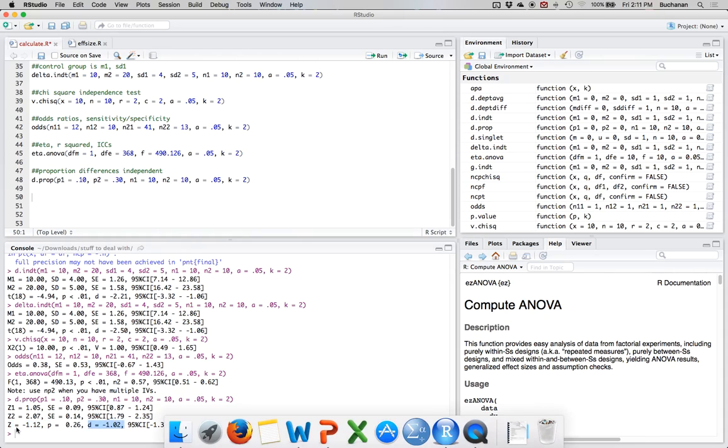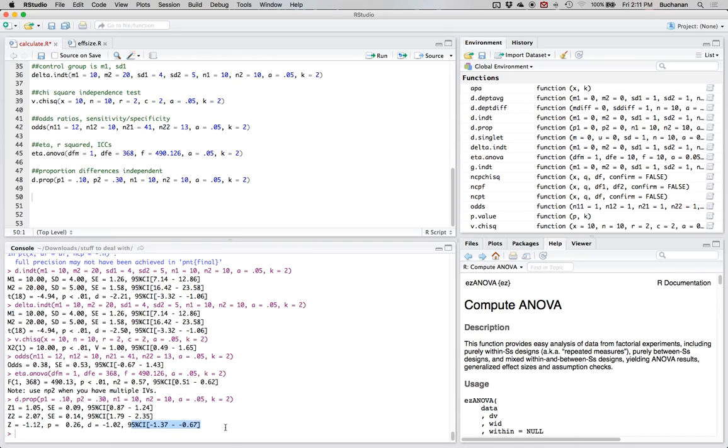but the d is the perfect subtraction. This is the actual test on whether or not they're different, but we have a pretty large effect size here, and then here's my confidence interval for that effect size.